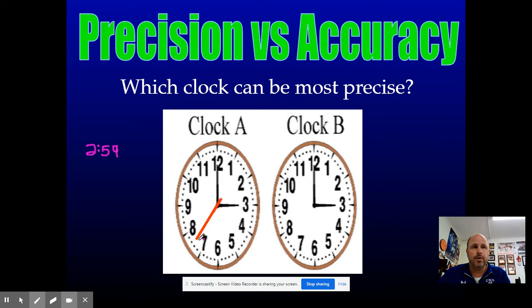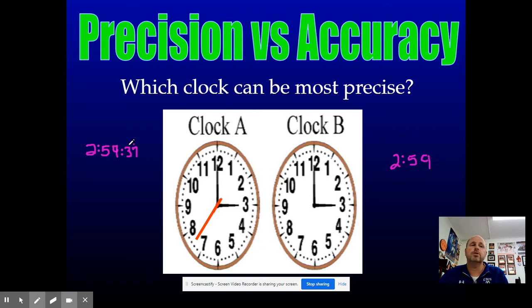And then we got to take into account the seconds here. So this is 37, 38. We'll call it 37. And then 37 seconds. So it's 2:59 and 37 seconds. If we look at this clock right here, it's just before 3. So we're going to call this 2:59. So which one of these would be the most precise measurement for the recording of time?